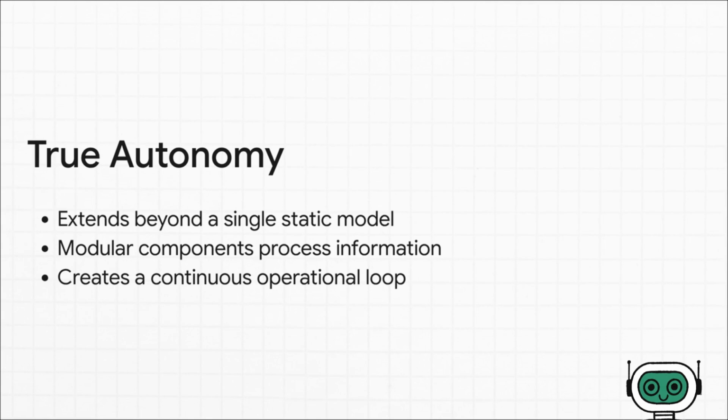While an AI agent operates on this exact same biological mapping, it extends far beyond just a single static model. To achieve true autonomy, it absolutely relies on separate modular components that process information in a continuous operational loop. The core language model, yeah, that might be the brain. But without senses, a notebook, and hands, it's really just a brain in a jar. It simply cannot solve problems autonomously without these interlocking modules.